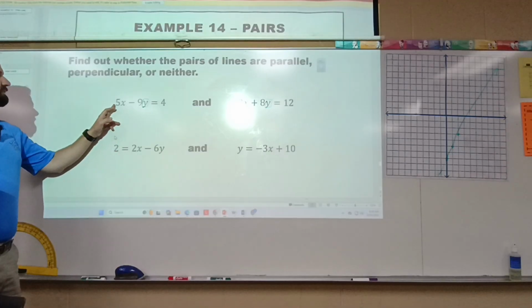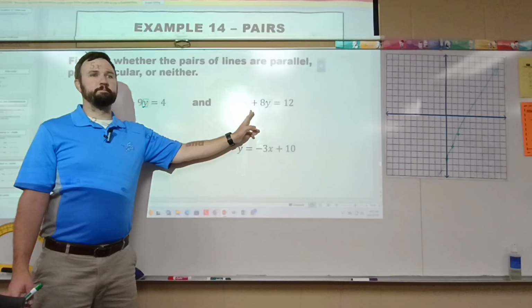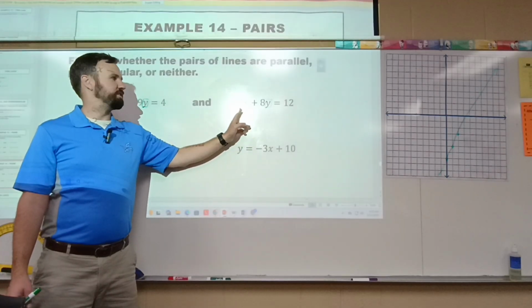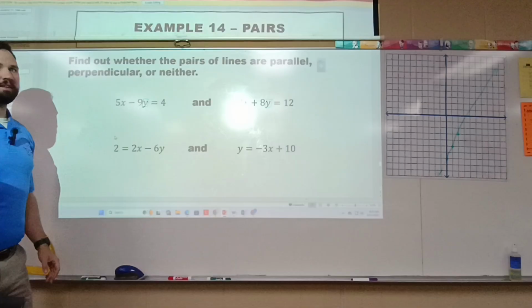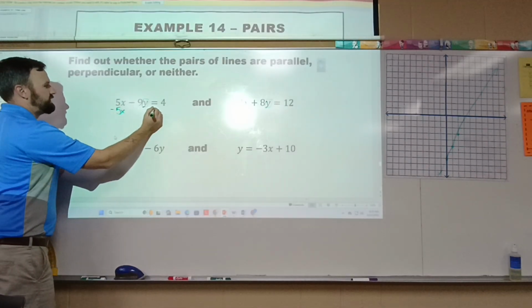It's always, like this one I know is going to be 5/9. This one I know is going to be -2/8. It's your x over your y. It's the same process every time. Let's see if I was right.